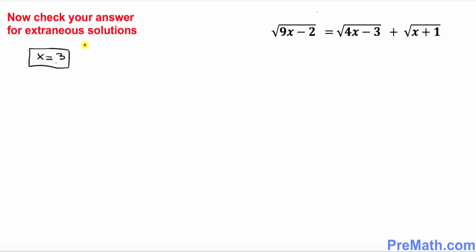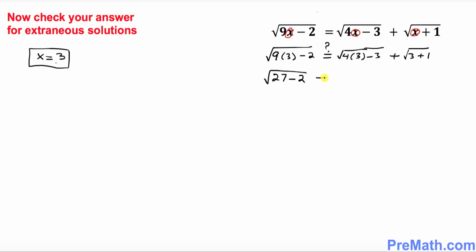And finally, we're going to check our answer for any extraneous solution. Since in the previous step our solution was x equal to 3, we're going to plug it into our original equation. Wherever you see x, we're going to replace it by 3 and see what happens. So this becomes square root of 9 times 3 minus 2, question mark, equal to, on the other side, square root of 4 times 3 minus 3 plus square root of 3 plus 1. 3 times 9 is 27 minus 2, is it equal to 12 minus 3 plus square root of 4.